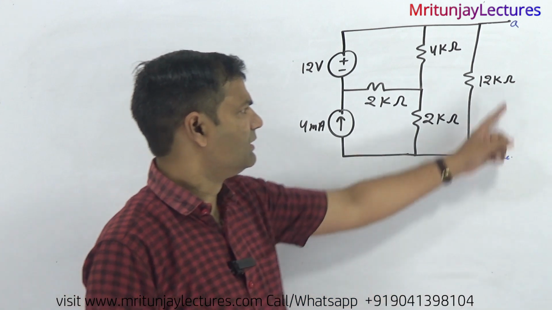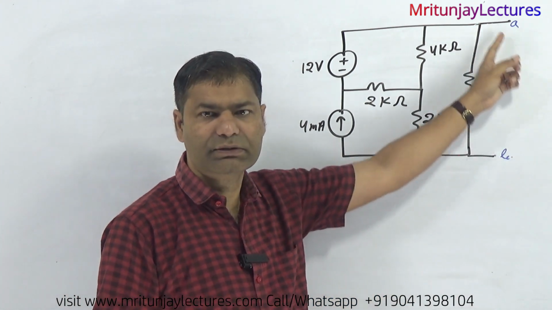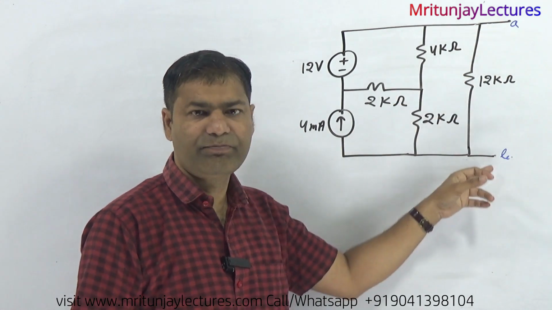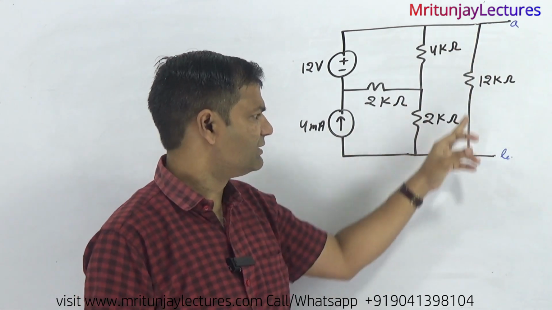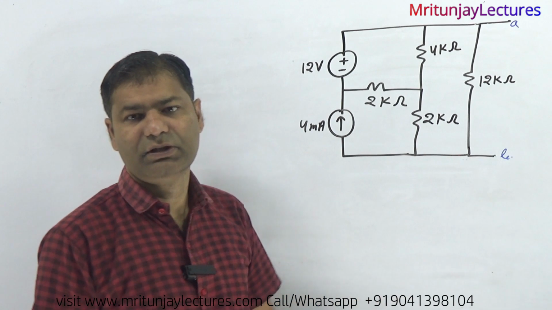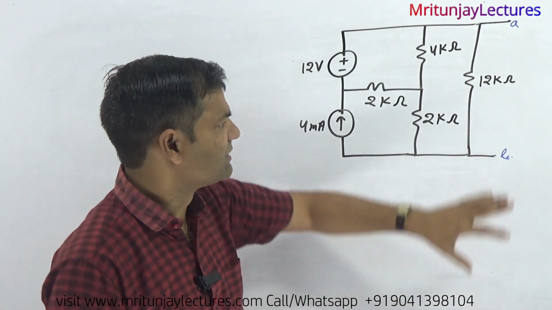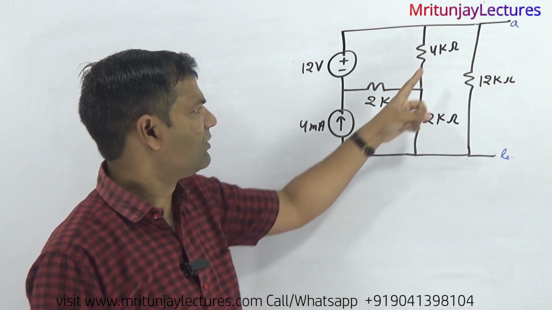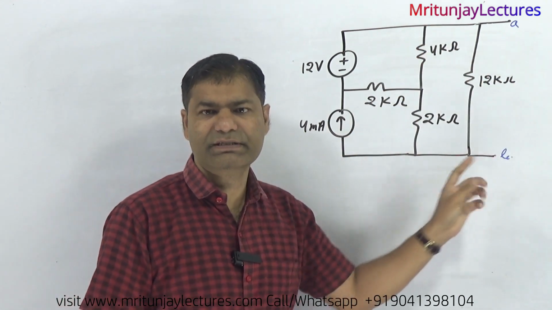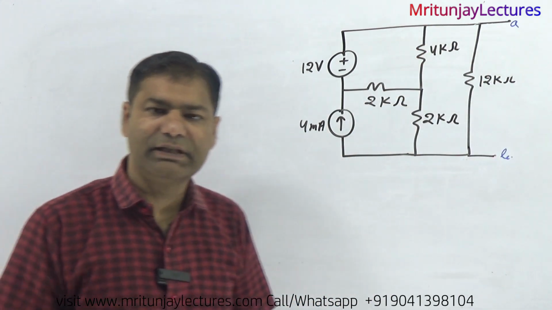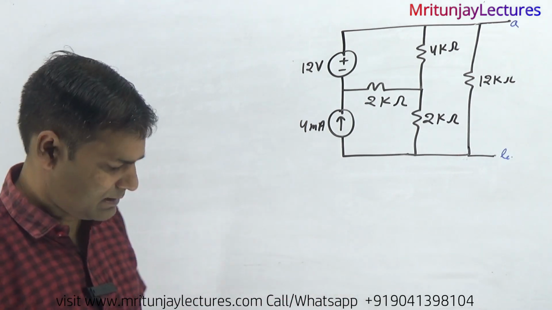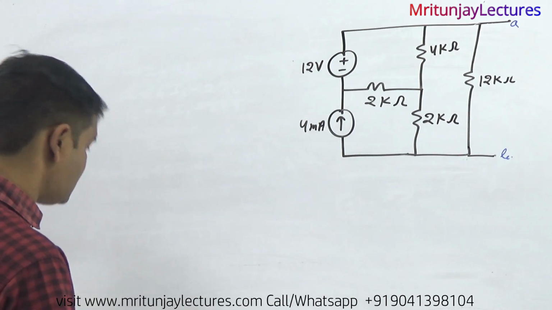First of all, this one is an RL load, that is corresponding to this one. This is also A, this is B, also B. So that is the load resistance, that is the load. So first of all, remove the load resistance, and after that determine RTH and VTH corresponding to the AB terminal.